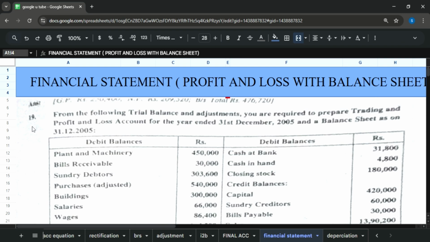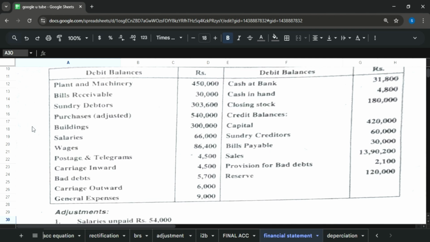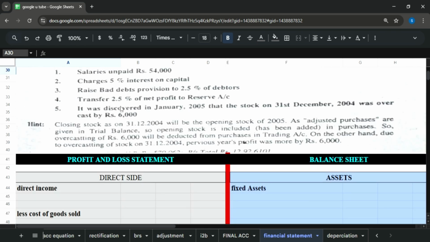So guys, the shape of the question is very much familiar. Debit balance is present on the left side, and look here, credit balance is present on the right side, which means it's a trial balance. First thing. And secondly, in the lower part of the question, you can see from 1 to 5 there are a few adjustments.